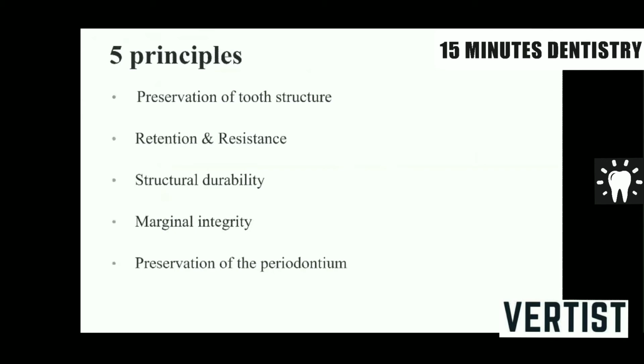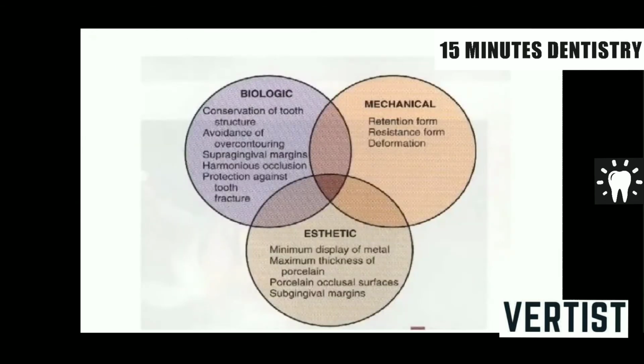Shillingburg has given 5 principles of tooth preparation, which are preservation of tooth structure, retention and resistance, structural durability, and preservation of the periodontium. Rosenstiel has given a Venn diagram which includes the biologic, mechanical and the aesthetic factors.